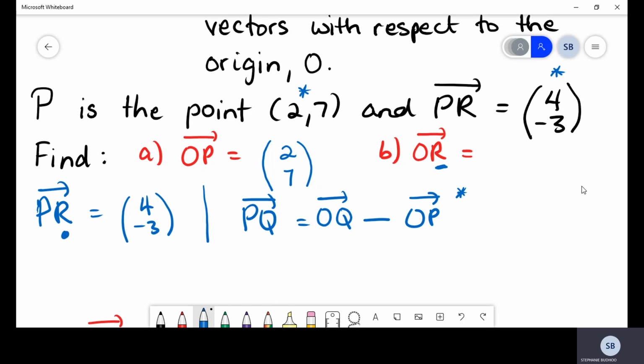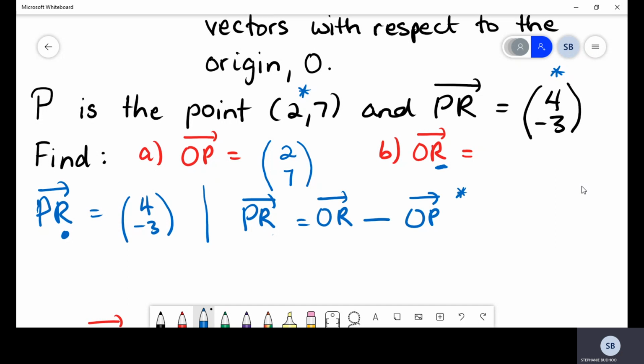Okay, so now that we have, oh, this is supposed to be Q. I'm sorry, this is not supposed to be Q, it's supposed to be R. What's happening to me? Okay, guys, sorry about that.